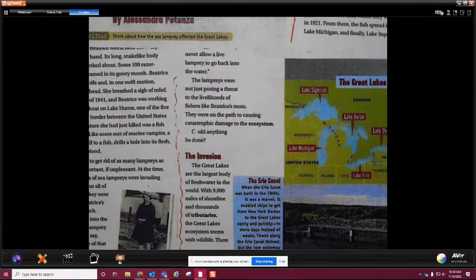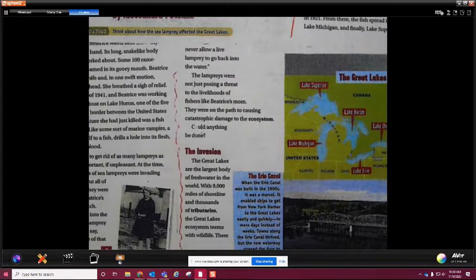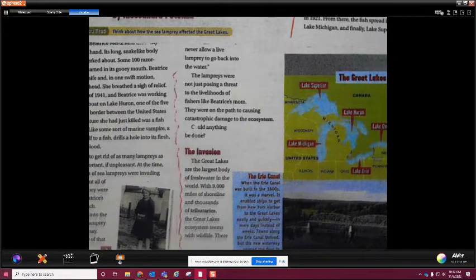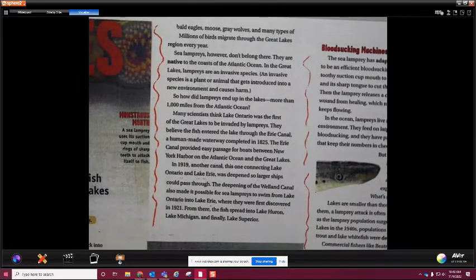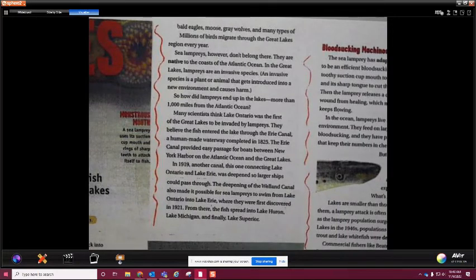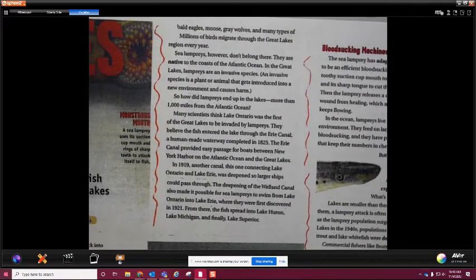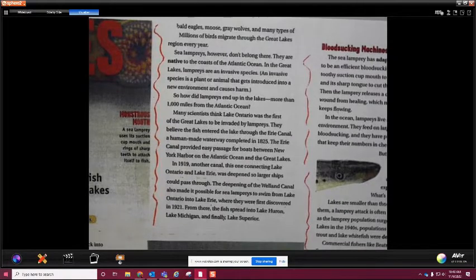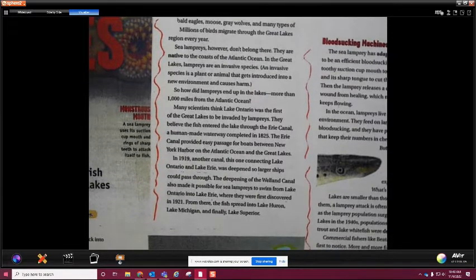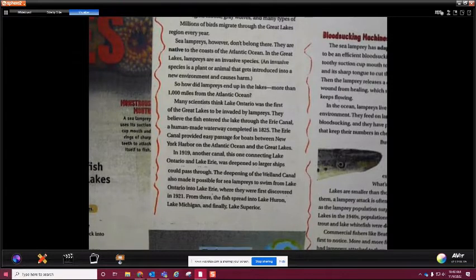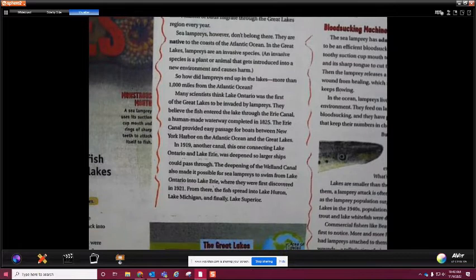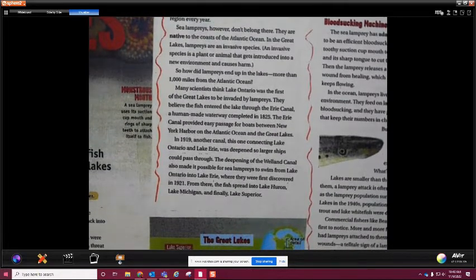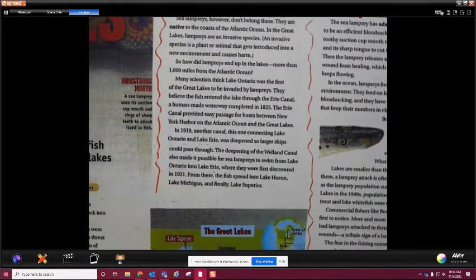Okay, the invasion heading. The Great Lakes are the largest body of fresh water in the world. With 9,000 miles of shoreline and thousands of tributaries, the Great Lakes ecosystem teems with wildlife. There are bald eagles, moose, gray wolves, and many types of birds. Millions of birds migrate through the Great Lakes region every year. Sea lampreys, however, don't belong there. They are native to the coast of the Atlantic Ocean. In the Great Lakes, lampreys are an invasive species. An invasive species is a plant or animal that gets introduced into a new environment and causes harm. So, how did lampreys end up in the lakes, more than 1,000 miles from the Atlantic Ocean?